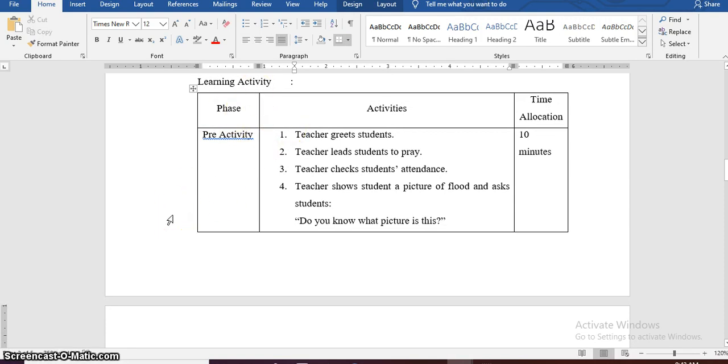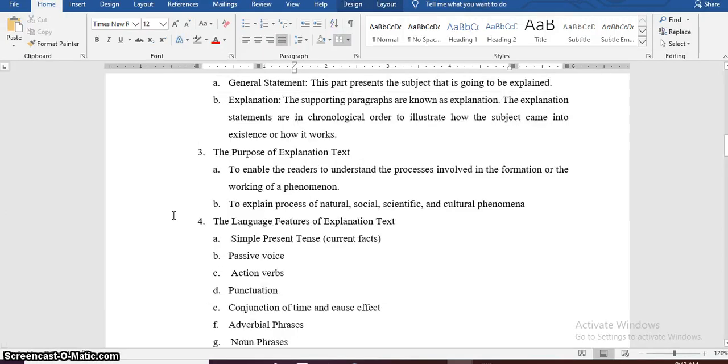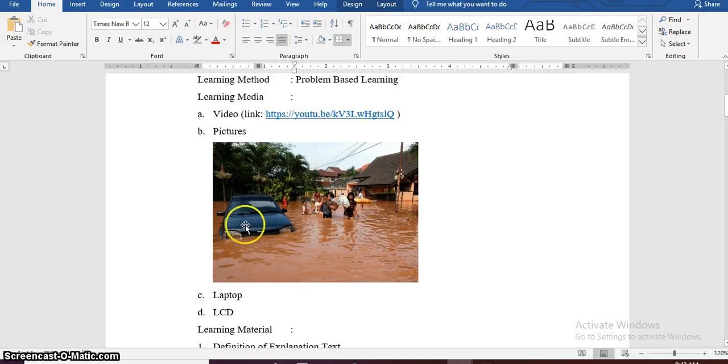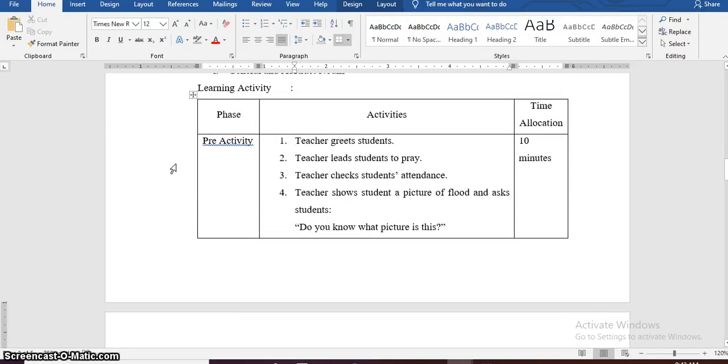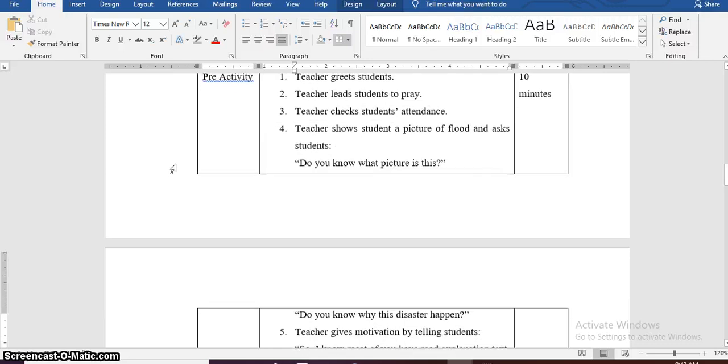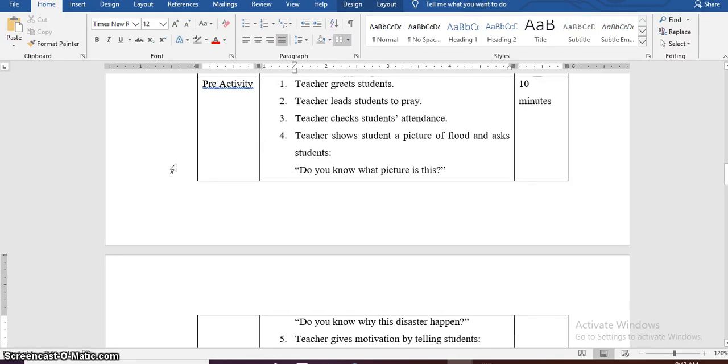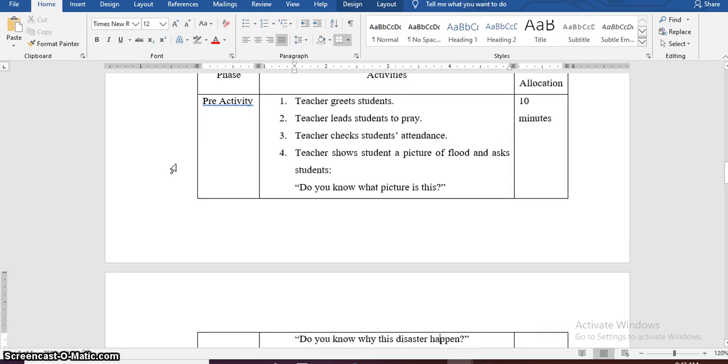In the pre-activity, the teacher greets students, leads students to pray, checks students' attendance, and shows students pictures of a flood. This is the picture of the flood. After that, the teacher asks students, do you know what this picture is? Because of that, automatically many students answer the question and get involved in the learning activity.